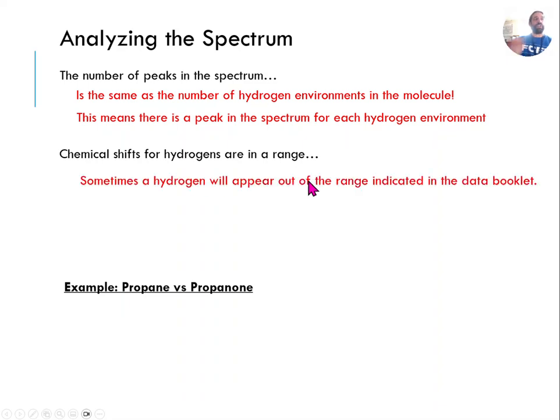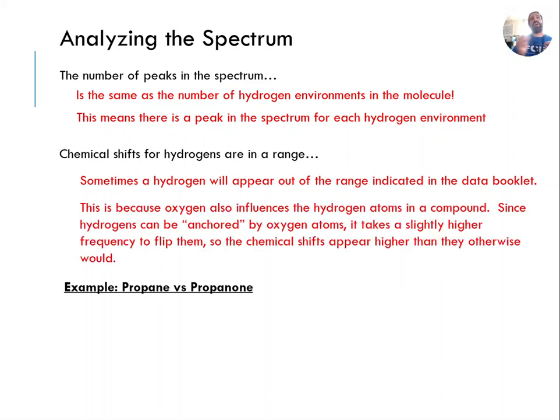Now, chemical shifts are in a range. So when you look in the data booklet, and again, I'm not doing it here just to keep the video shorter, you're going to see a range where that hydrogen should show up in the spectrum. But the data booklet doesn't tell the whole story, because depending on other atoms that are present, it could actually shift those chemical shifts a little bit more.